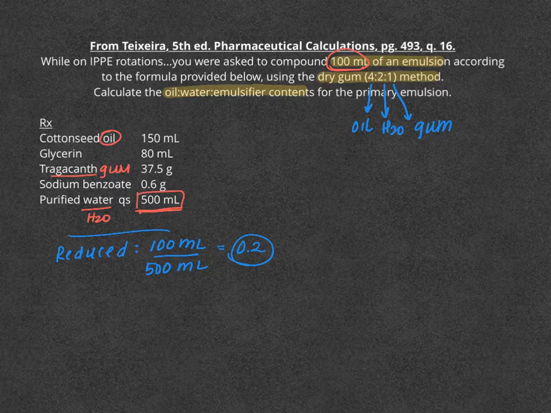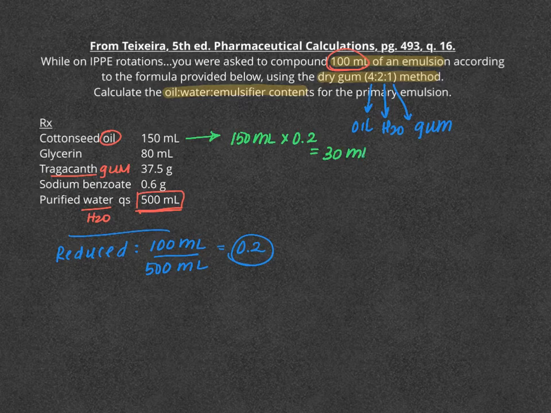The easiest way to do that is to just start with one of the quantities. So 150 mLs times 0.2 will give us 30 milliliters. And really that's all that we need to do to start this ratio.